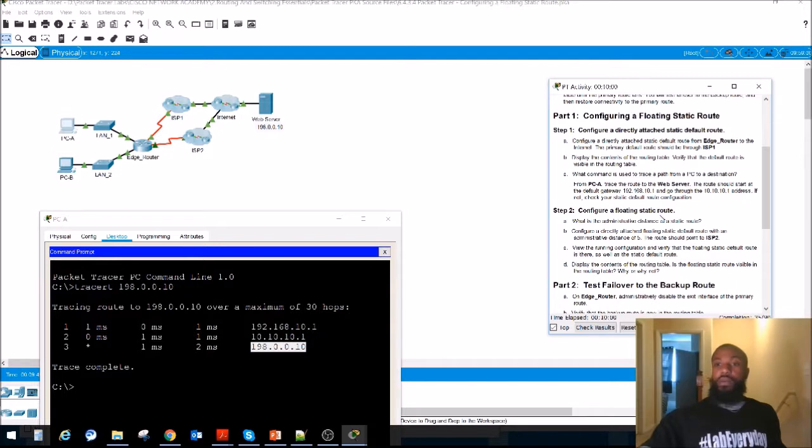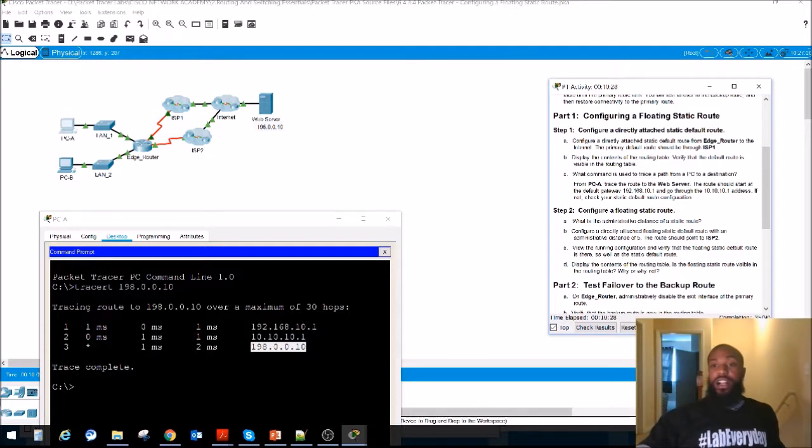Now we're going to configure a floating static route, right? That was the static route that we created. We did all zeros. That's called a default route. We'll go further into that in the next video. Configure a floating static route. This is what we just talked about, rather. What is the AD of a static route? Pause it and think about it. We've said it a million times. This is probably like the 5th time we said this already. The AD is 1 for a static route.